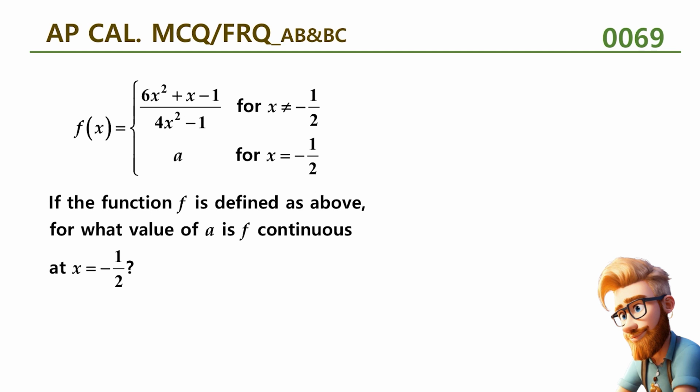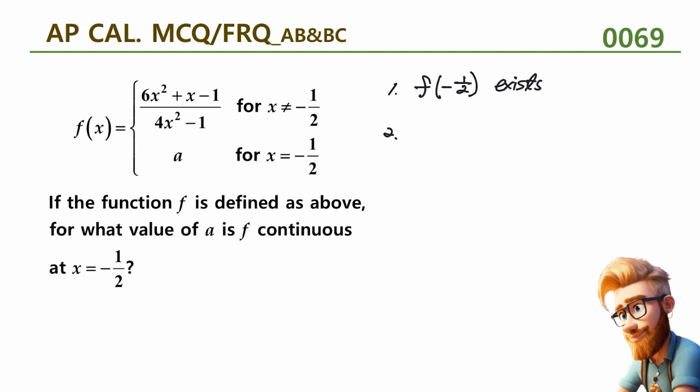Question 69. If the function f is defined as above, for what value of a is function f continuous at x equal to -1/2? Okay, there are three conditions for f to be continuous at x equal to -1/2. That's number one, the function f at -1/2 has to exist, right? So this value has to exist.